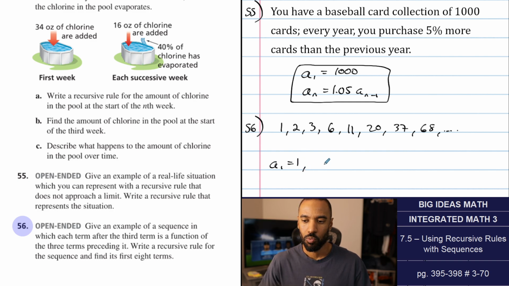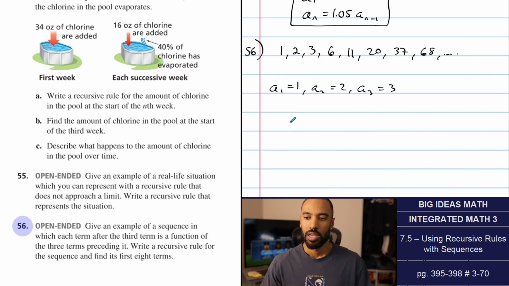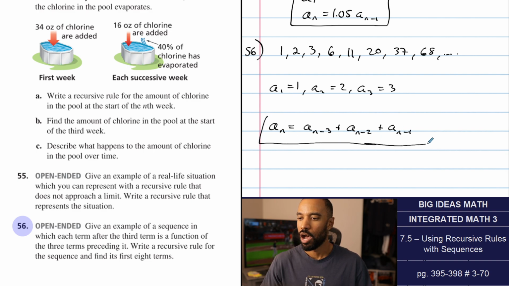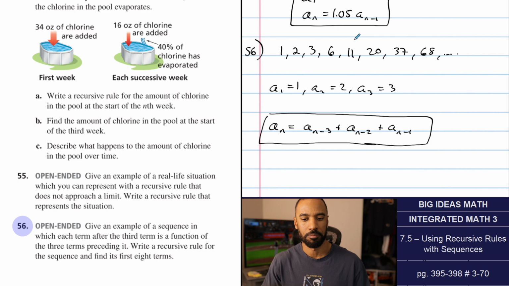So the first term is 1. The second term is 2. The third term is 3. The next terms, you have to add up all the terms before. It's just the sum of those three literally straight up from there.